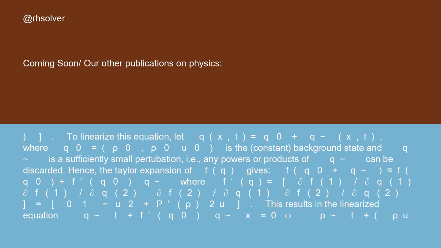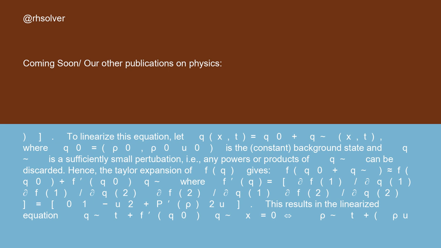To linearize this equation, let q(x,t) equals q0 plus q̃(x,t), where q0 equals (rho0, rho0 u0) is the constant background state, and q̃ is a sufficiently small perturbation, i.e., any powers or products of q̃ can be discarded. Hence, the Taylor expansion of f(q) gives f(q0 plus q̃) is almost equal to f(q0) plus f'(q0) q̃, where f'(q) equals the matrix of partial derivatives del f1/del q1, del f1/del q2, del f2/del q1, del f2/del q2, equals (0, 1; minus u² plus p'(rho), 2u).